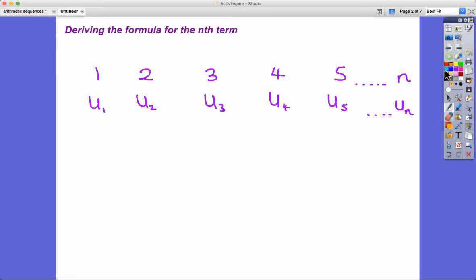And what happens in an arithmetic sequence, as we've just seen, is that each time to go from one term to the next, we just add on a common difference. So we call this d. So far so good. This is what's happening.